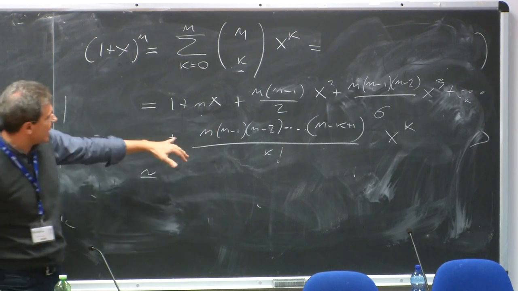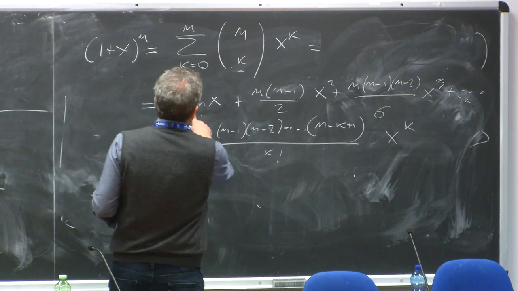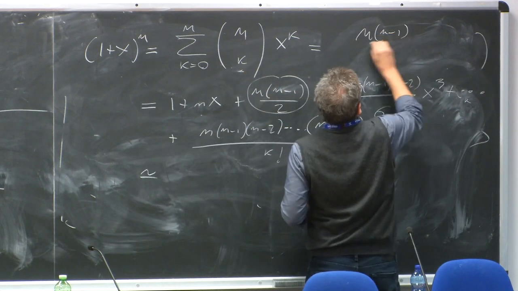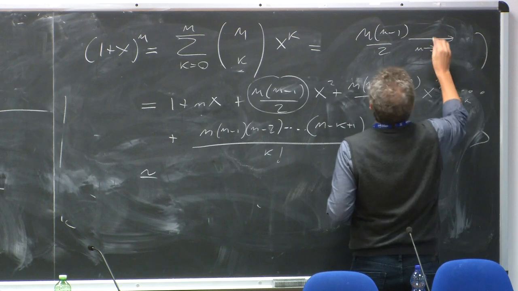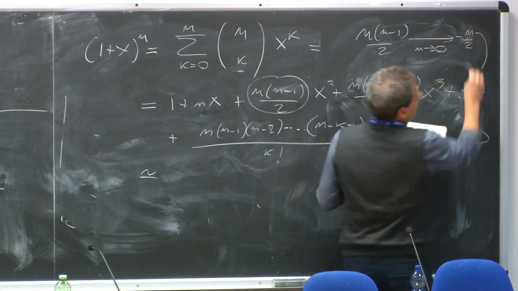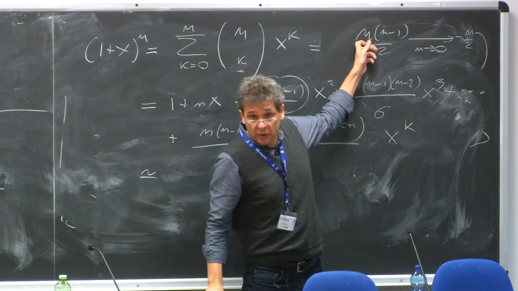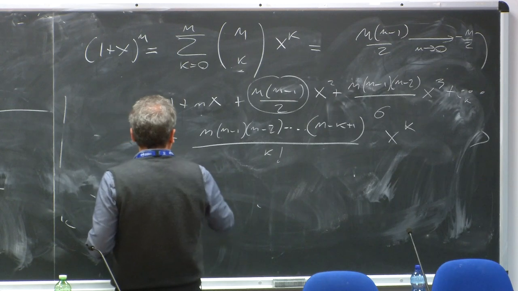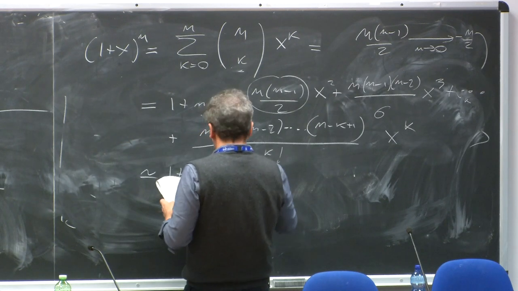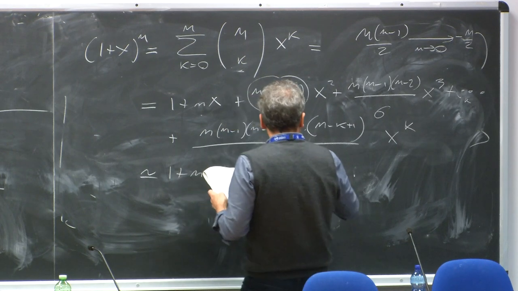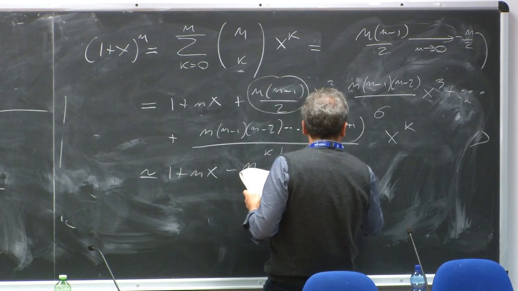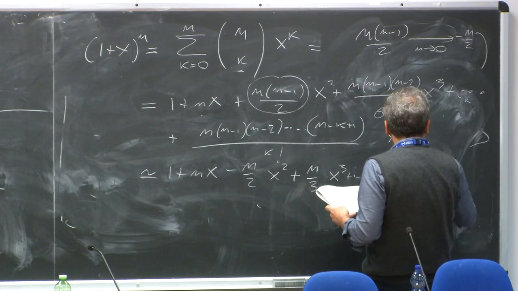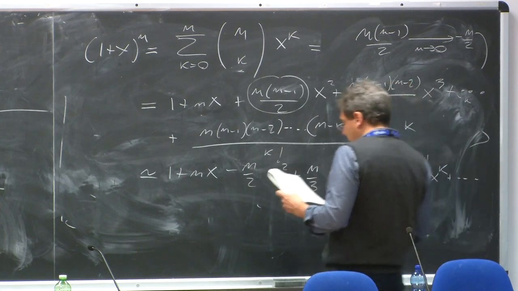Then we go to the real numbers and we take the limit n going to 0, which means that, for instance, this term here, n minus 1 divided by 2, in the limit n going to 0, will be just something minus n over 2, right? Because n squared can be dropped, all the higher powers in n. And so what we get is 1 plus nx minus n over 2 x squared plus n over 3 x cubed plus and so on, plus minus 1 to the power k plus 1 divided by k x to the k, and so on and so forth.